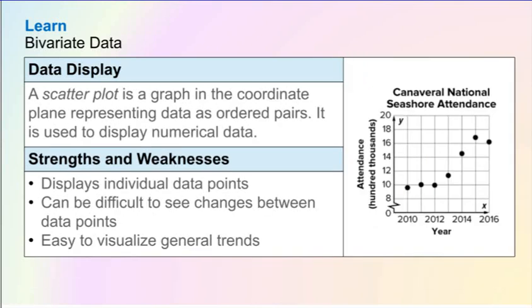Next is a scatter plot. A scatter plot is just a graph in the coordinate plane representing the data as ordered pairs. It is used to display numerical data. Some strengths and weaknesses: it displays individual data points, but it can be difficult to see changes between data points. It's easy to visualize general trends. So in this example, you can see that there are more people attending the inaugural event, and the trend has been going up.